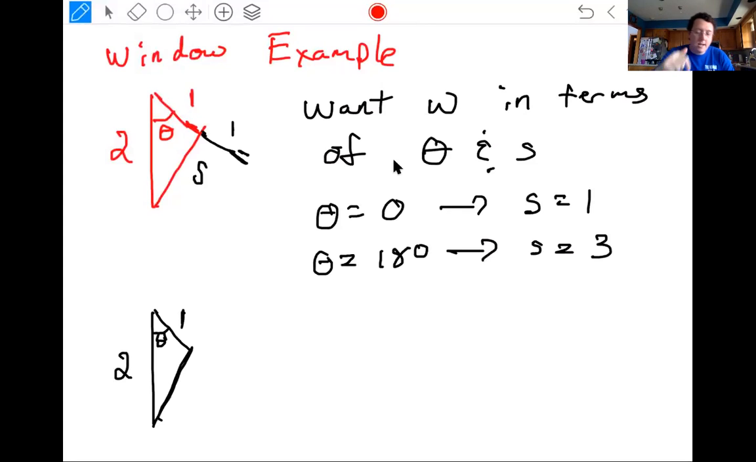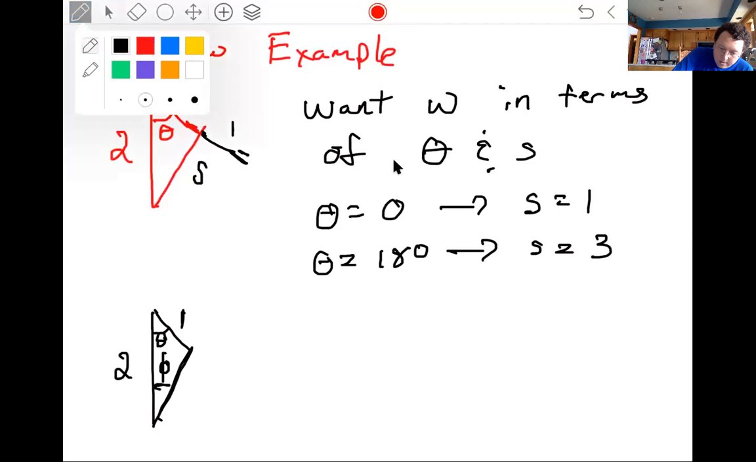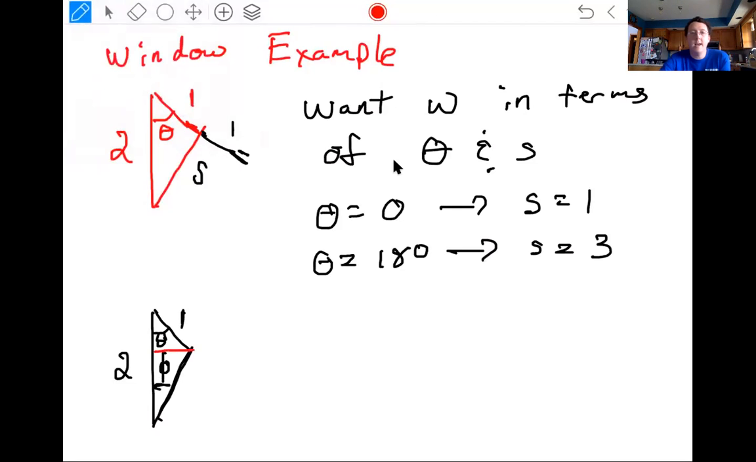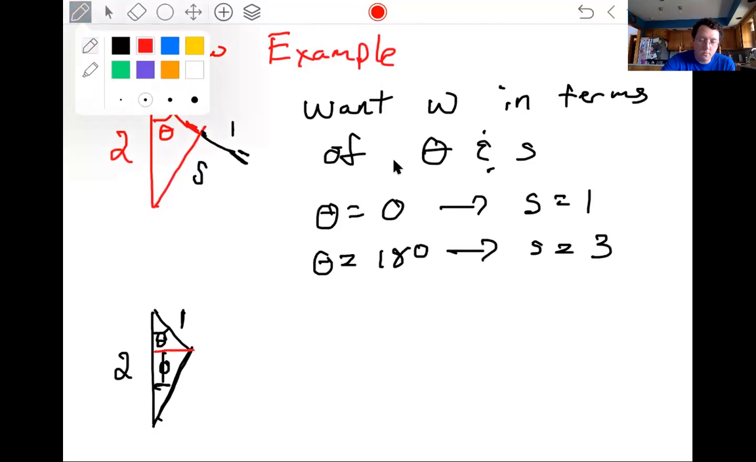There are 3 angles in this triangle, but the one I'm really interested in is this one. I'm going to call this phi. So I have angles theta and phi. Now, what I'm going to do is break this triangle into 2 right triangles, like that. Now, I can look at that triangle, and I can relate various quantities.